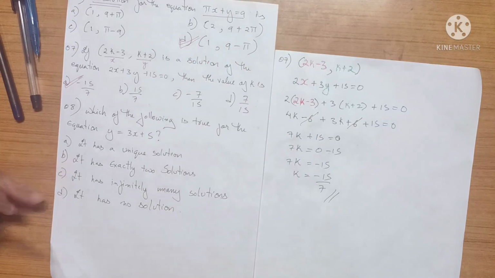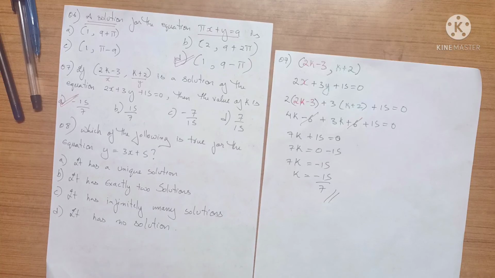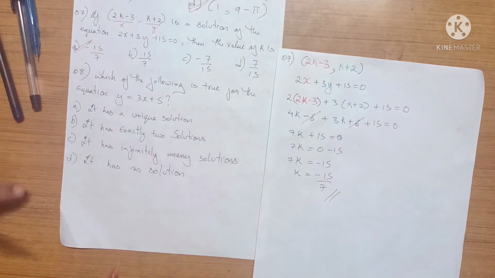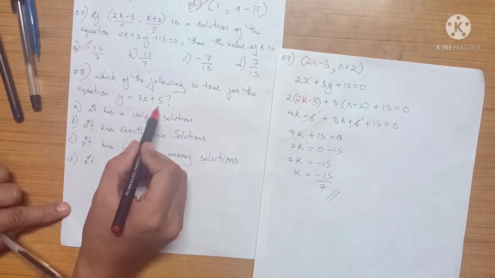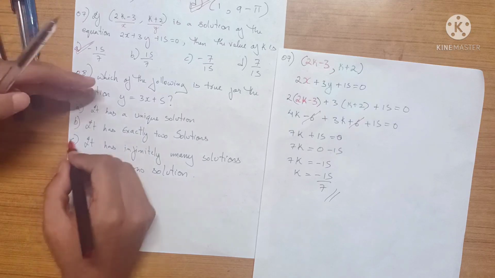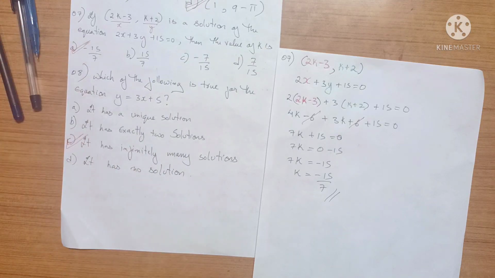In this case, it was D. So question number 8. Which of the following is true for an equation like this? I've already told you, if it's an equation like this, it will form a straight line. And if it is a straight line, it will have infinite number of points as its solutions. That's what I said at the start of this video.